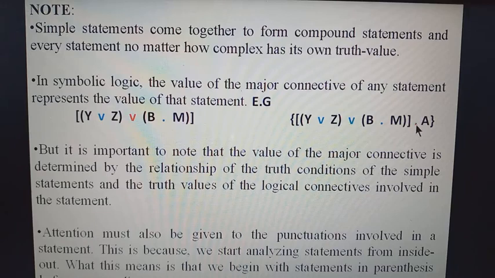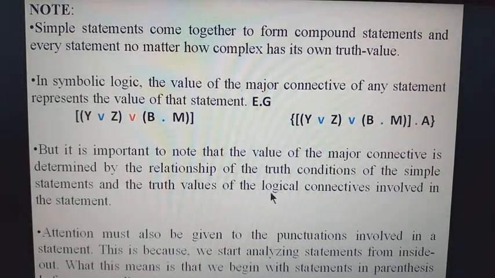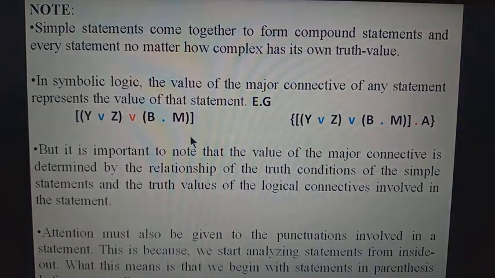this dot, because it is this dot that connects everything here and this. Just as this wedge connects everything here and everything here. You see that? So when we are able to provide values for all this, we'll make a further explanation of what we have there. But it is important to note that the value of the major connective is determined by the relationship of the truth conditions of the simple statements and the truth values of the logical connectives involved in the statement. That's exactly what I just explained to us.